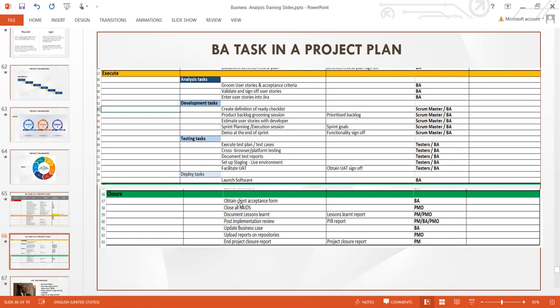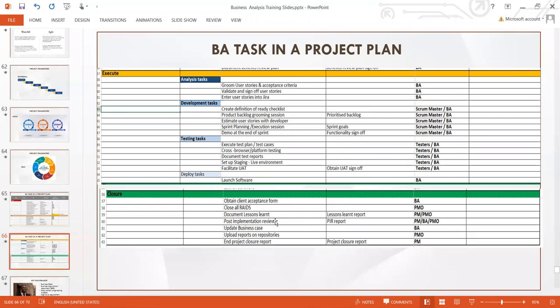During the closure stage, obtain the client acceptance form. It's the business analyst, because you designed it and you are the person that will obtain the acceptance form. The project manager manages the project, but the business analyst designed the software. So at this point, you close all the risks and the issues. You close everything because the project has come to an end. It's the PMO analyst who will do that. And the project manager will document the lessons learned reports and then upload everything to the project repository.